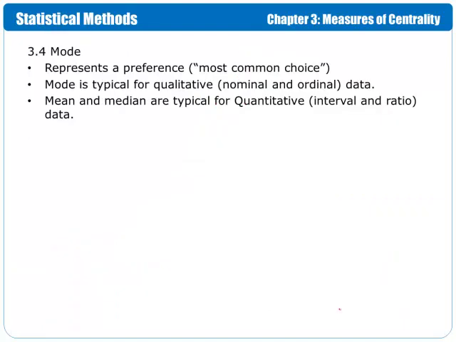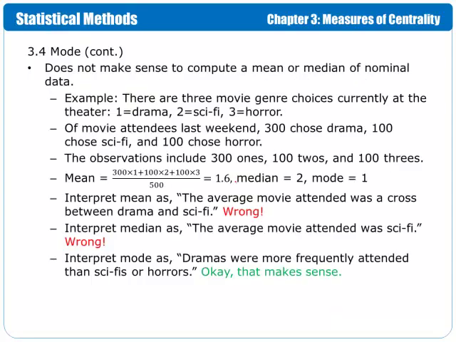The mode represents a preference, or the most common choice. The mode is typical for qualitative, meaning nominal and ordinal data. The mean and the median are typical for quantitative, or interval and ratio data. And so that is why I do not consider the mode necessarily as a measure of centrality, because it's going to find the value that is most common, whether that's a central value or a value on one of the ends. It does not make sense to compute a mean or a median for nominal data.